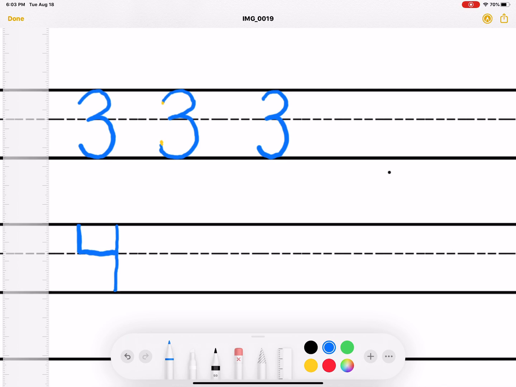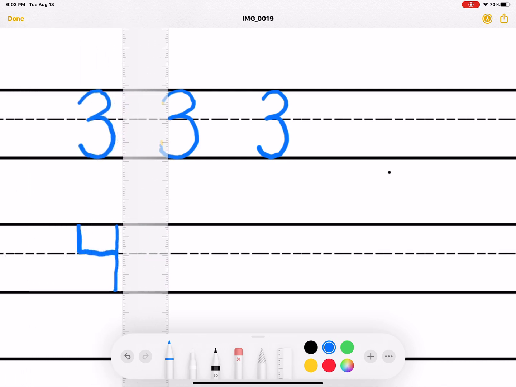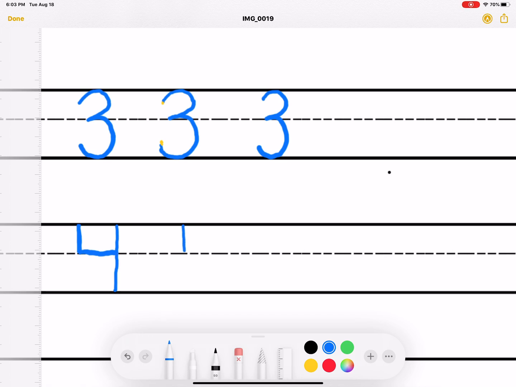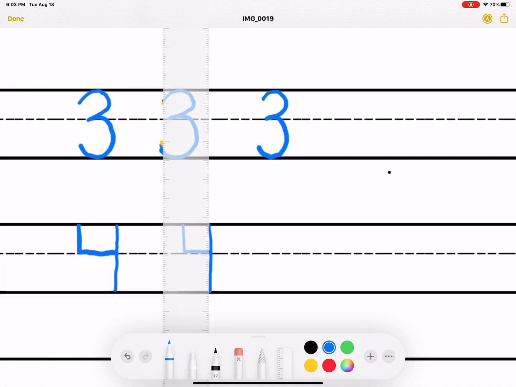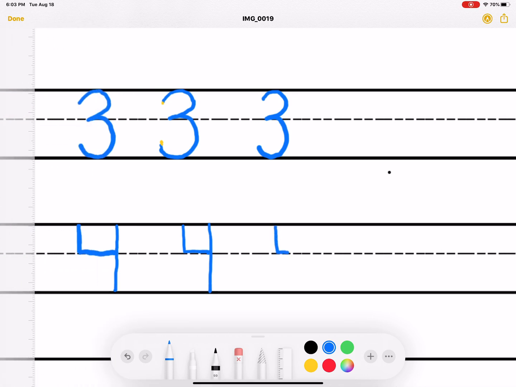There it is. See, it's pretty straight. No, not perfect, but it's okay. We'll try another one. It's like the letter L, and then I bring down just like a number 1, straight down. And there it is. Pretty straight, close enough. So, yeah, let's make the 4s like this.